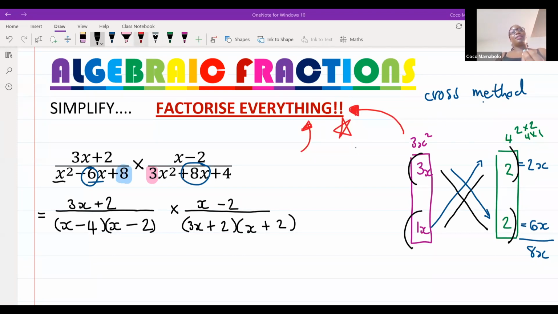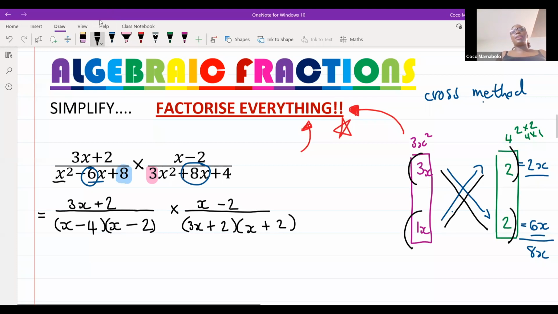Ma'am, may you please repeat the step again? The step where you put 3x plus 2 in a bracket and also x plus 2. Okay, so remember after we did the cross multiplication over here, where I multiplied this way, I multiplied 1x times 2 and I got 2x, and I multiplied 3x times 2 and I got 6x. You see that? Yes, ma'am.